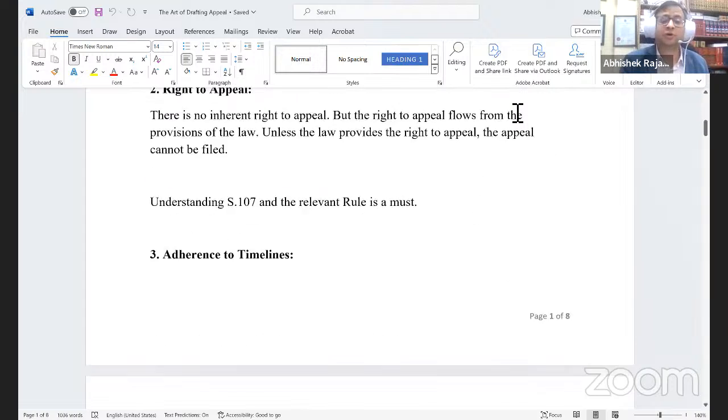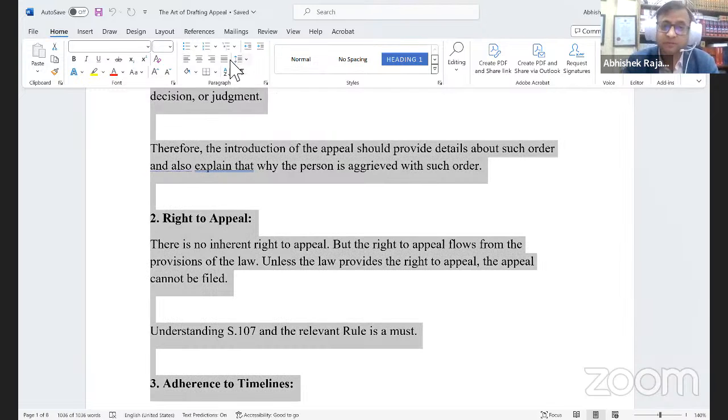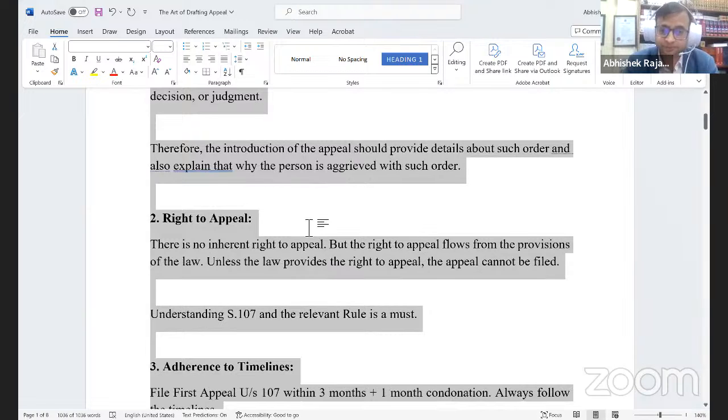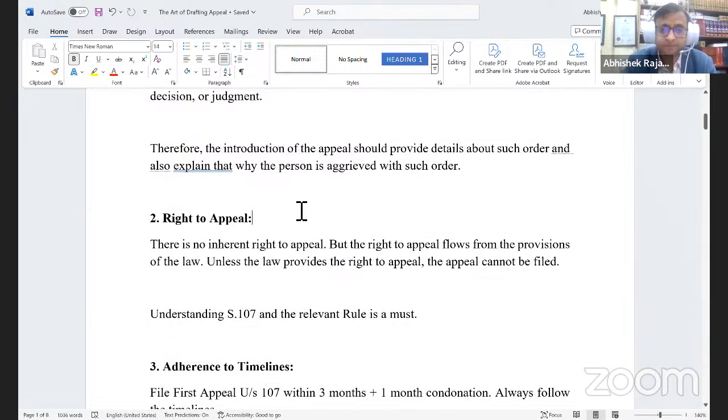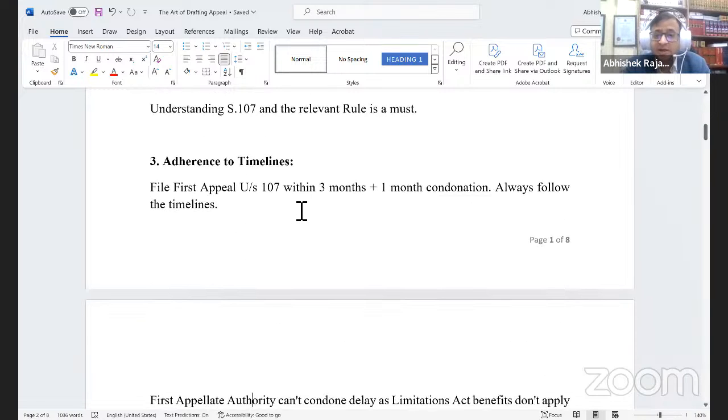Then the right to appeal. We all know that a right has to be provided in the law itself. Unless the law provides you the right to appeal, you cannot file an appeal. Okay? And in GST, section 107, along with the rules, provides you the right. Timelines under 107: 3 months plus 1 month condonation.